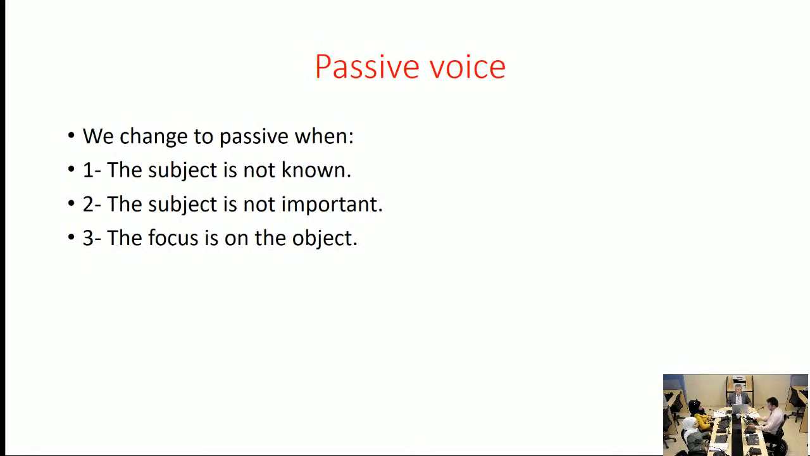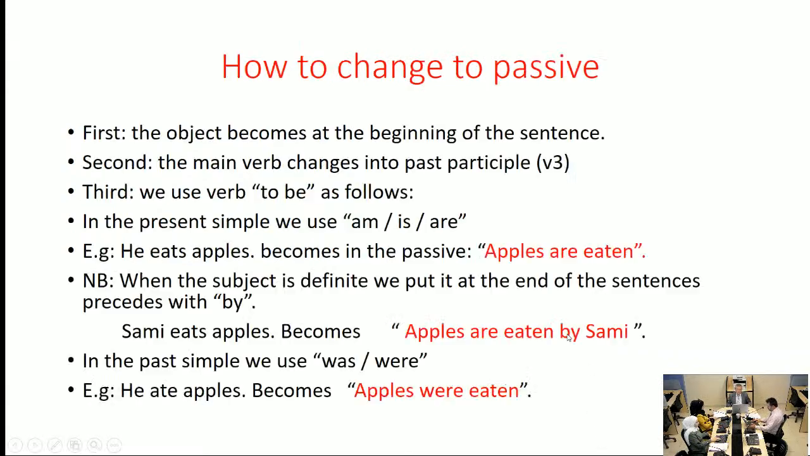What stages do we follow to change? We use the passive when the subject is not known, or not important, or the focus is on the object. How to change to the passive? First, the object comes at the beginning of the sentence. Second, the object becomes the subject of the sentence. Yes, it becomes the subject of the passive sentence.